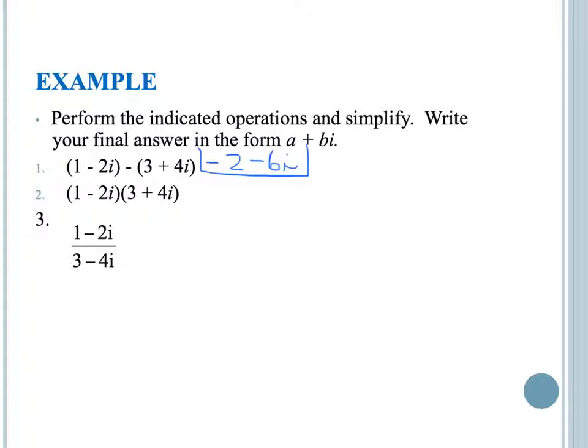When we multiply, as we have in our second example, this would be just like FOILing. So I would multiply 1 times 3 and 1 times 4i and -2i times 3 and then -2i times 4i. Then I would check to see if I have any like terms, and I certainly do.